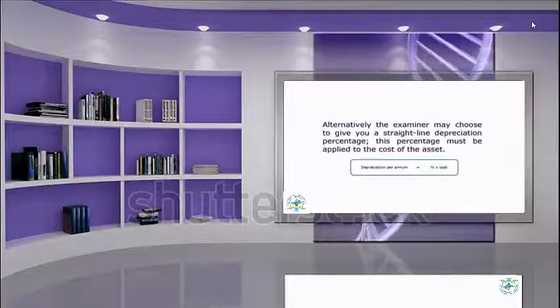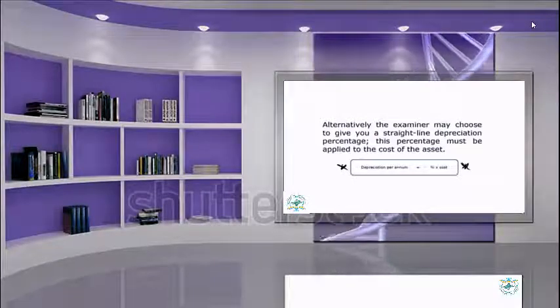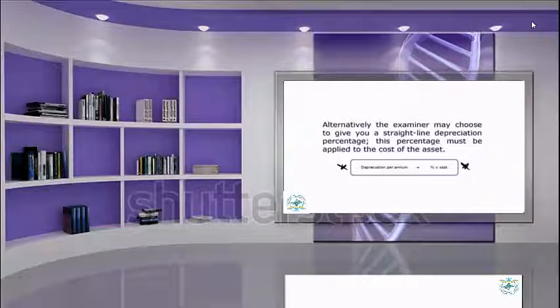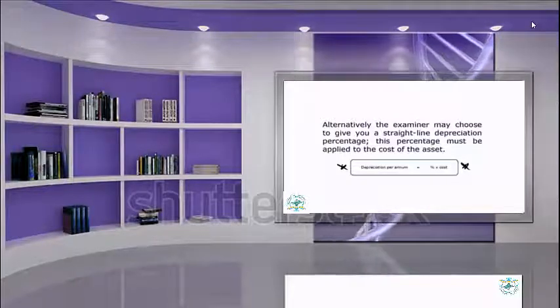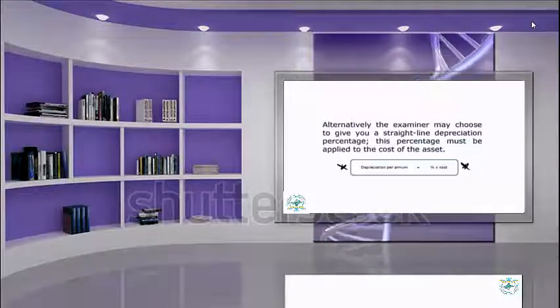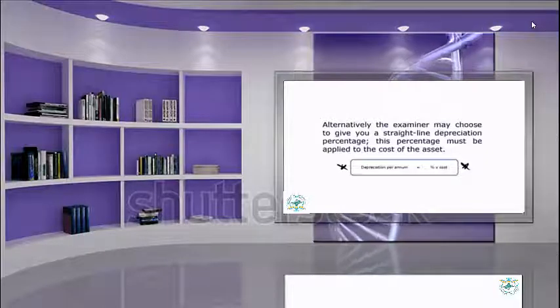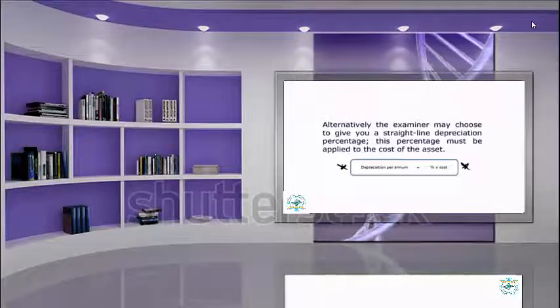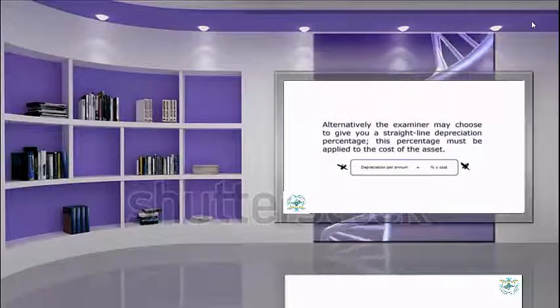So you've got to learn the first method and remember that straight line can also be expressed as a percentage of the original cost of the asset, and that would give you the depreciation charge per annum. So, let's have a look at an example then of how we can calculate this and how it would work.